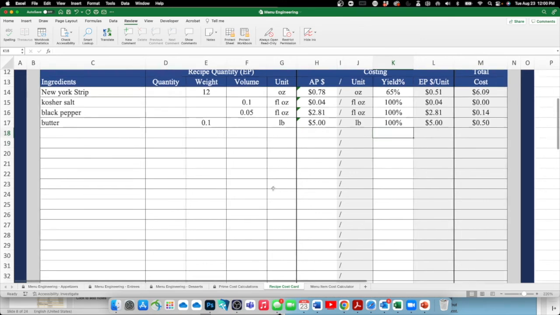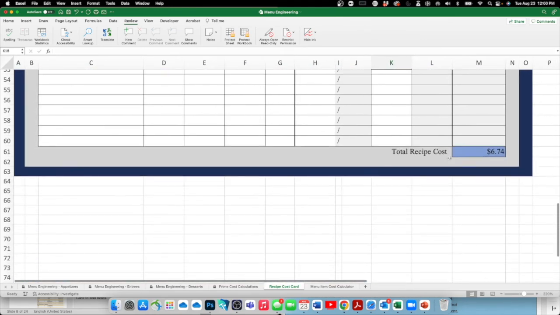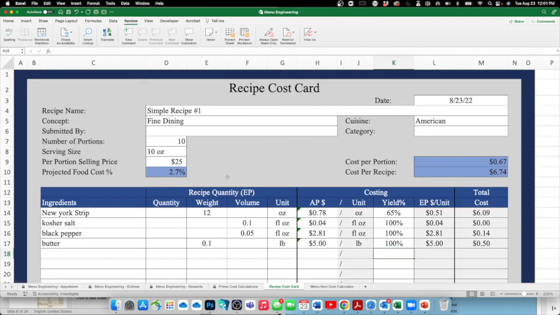Okay, let's look at the final price here. The final cost of this recipe is $6.74. Then my food cost for this item is 2.7%. Does that sound right to you? It doesn't sound right to me either. So something is not right in this process. The cost per portion is 67 cents. That tells me that I have done something wrong in here. Number of portions, 1.